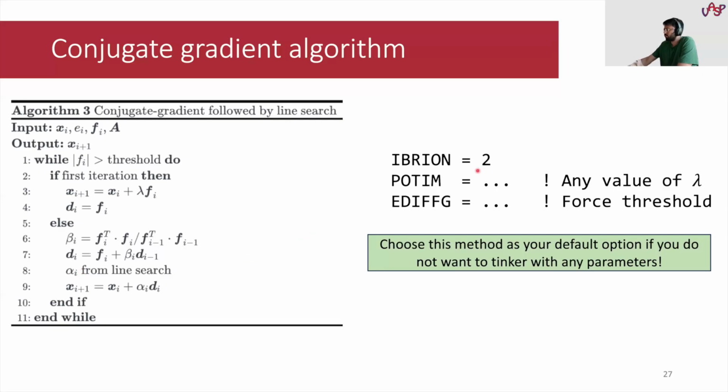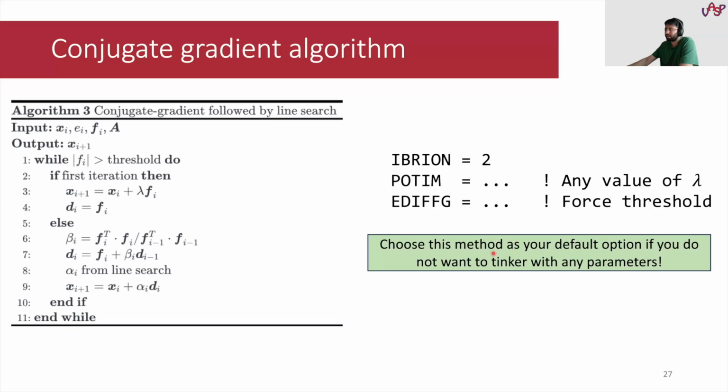How do you set this in VASP? Well, you set IBRION = 2. This is the base key for switching on conjugate gradient. There are a couple of levers to tune, particularly POTIM, which is just lambda. So in this step, how do you move? This is given by POTIM. And then you have EDIFFG, which is the force threshold. So this is whether your algorithm has converged to the degree that you would like.